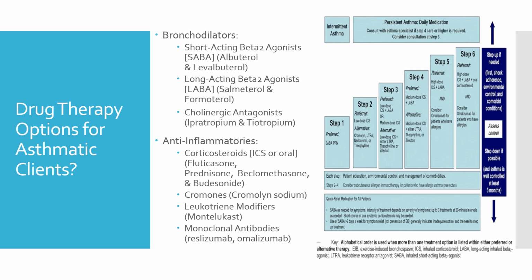The long-acting beta agonists versus the short-acting beta agonists are also things that you're going to need to know the difference between. The short-acting are going to be those acute relief medications, for acute asthma attacks. Whereas the long-acting ones are going to be more for the preventative bronchodilation. Okay. And then anti-inflammatories are decreasing that inflammatory response with corticosteroids, chromones, leukotriene modifiers like Montelukast, and monoclonal antibodies like these -zumabs. Okay.